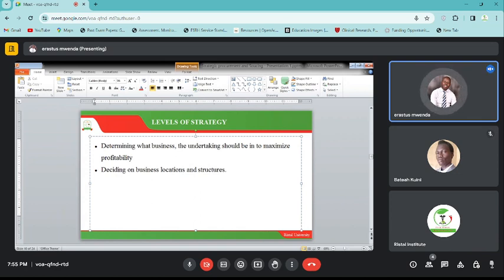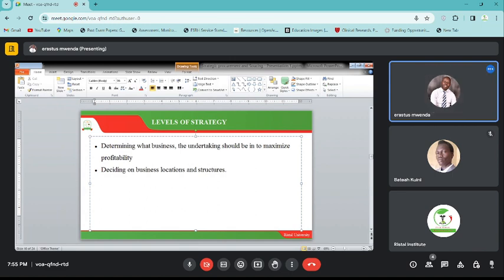And finally, as we near the close, we have the functional strategy. When we are developing the functional strategy, we are focusing on specific functional areas. The functional areas are what we would call departments within an organization. So we could develop strategies for the marketing department. How can we create awareness for our products? Then we could also develop strategies for the finance department, operations, procurement, and all these strategies are meant to align with the overall business strategies of the organization.